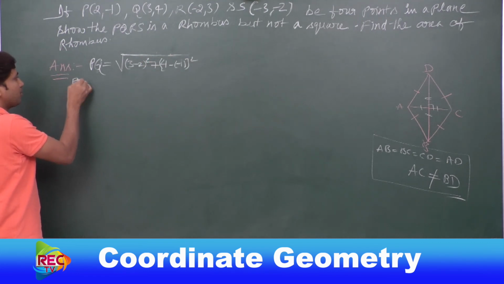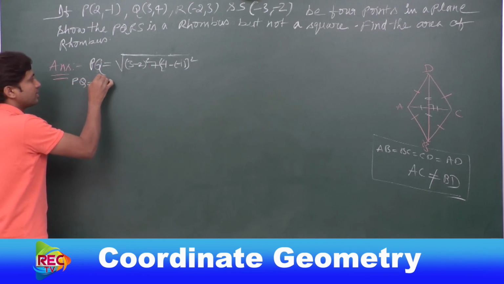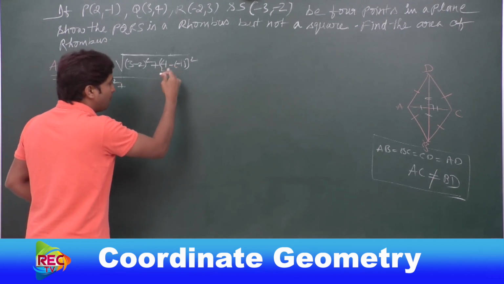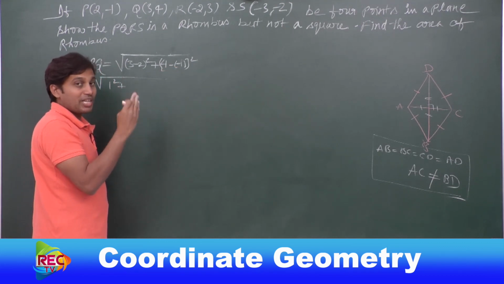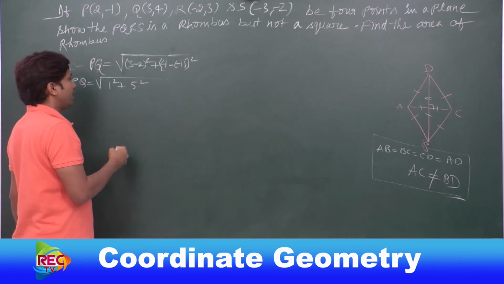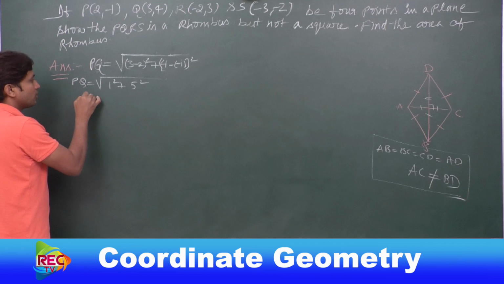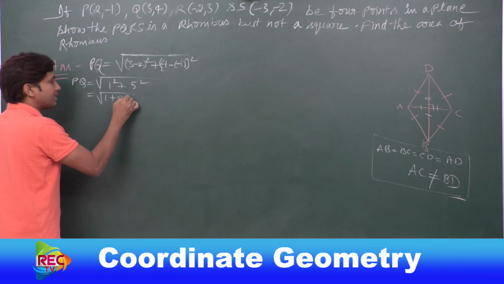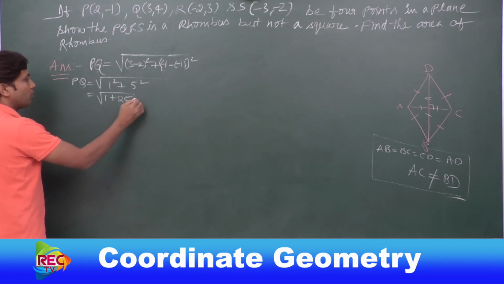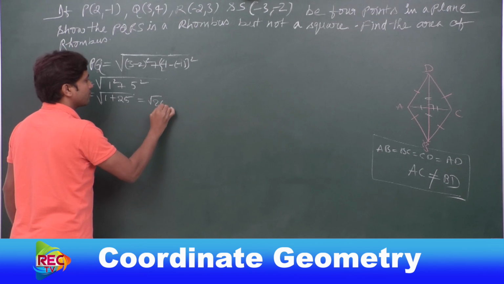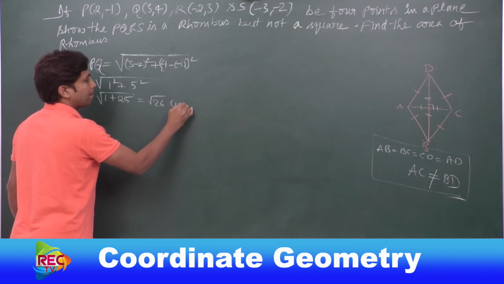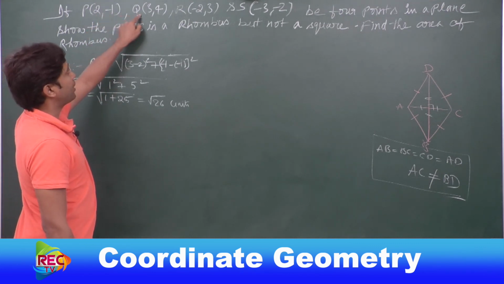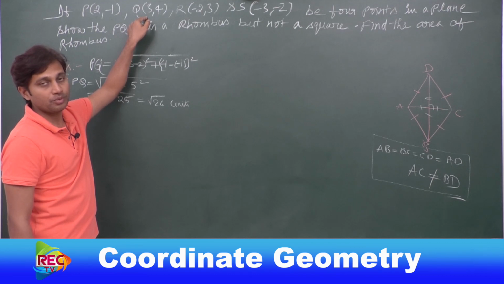So what is PQ here? Simplifying, 3 minus 2 would be 1, squared. Now 4 minus of minus 1 would be 4 plus 1, that is 5, squared. So 1 squared is 1 itself and 5 squared is 25. The total would be root 26 units. So we found the length of PQ, or the distance between P and Q, which is the side PQ.